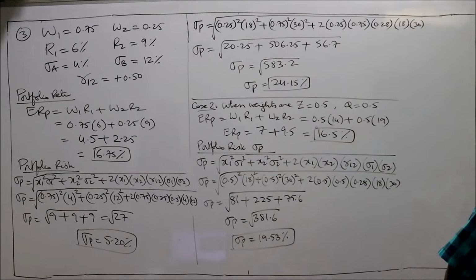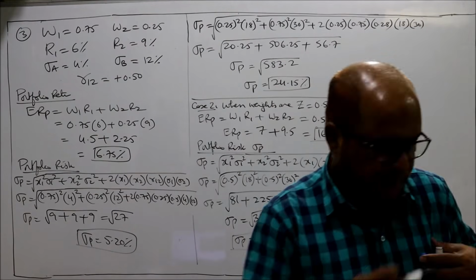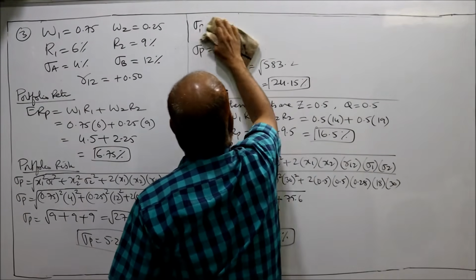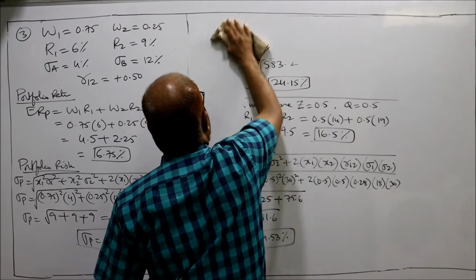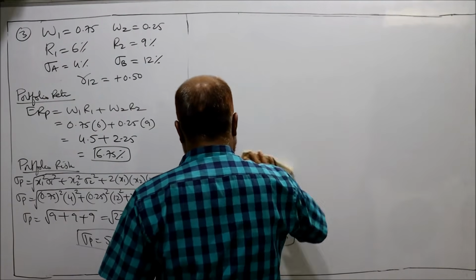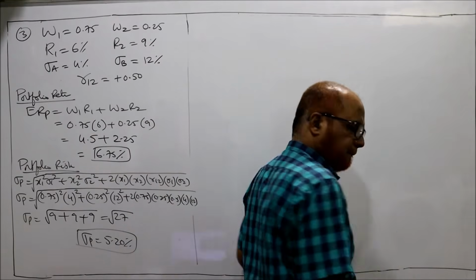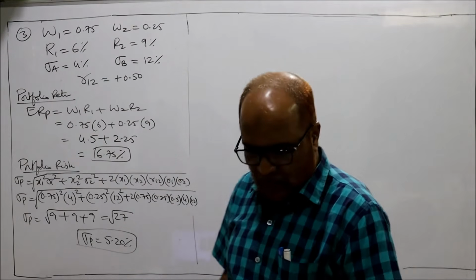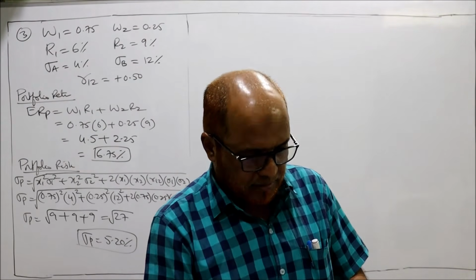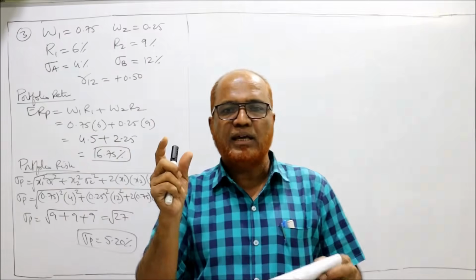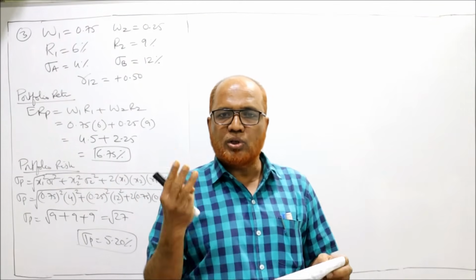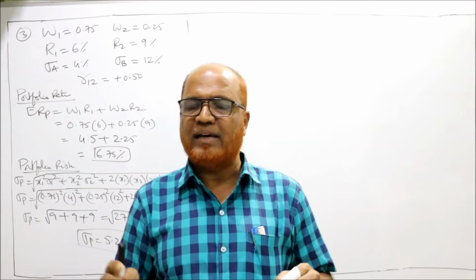So 3 problems we have completed. Now we'll come to the fourth problem. Determine the risk and return of an equally weighted portfolio of assets A, B and C. So 3 assets we have, and equally weighted.